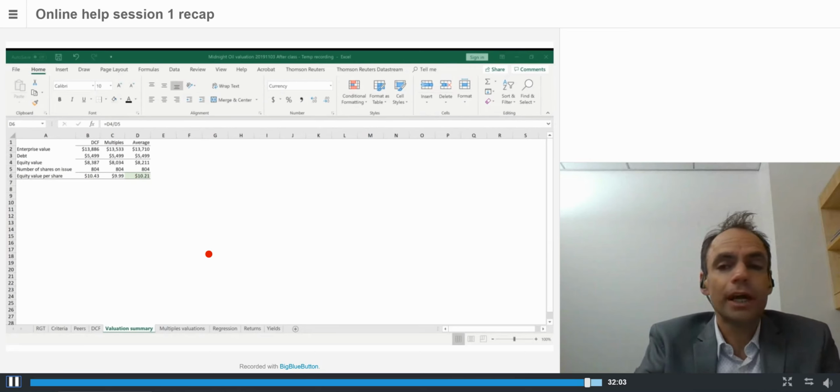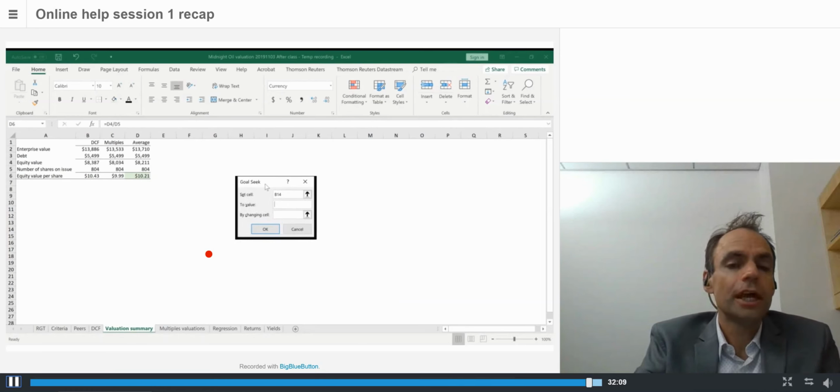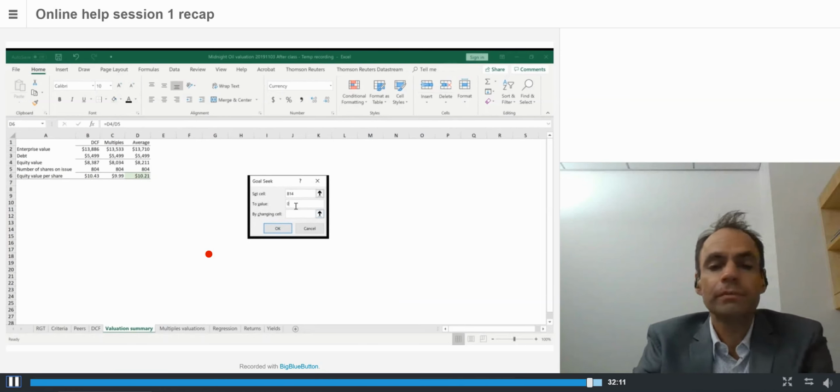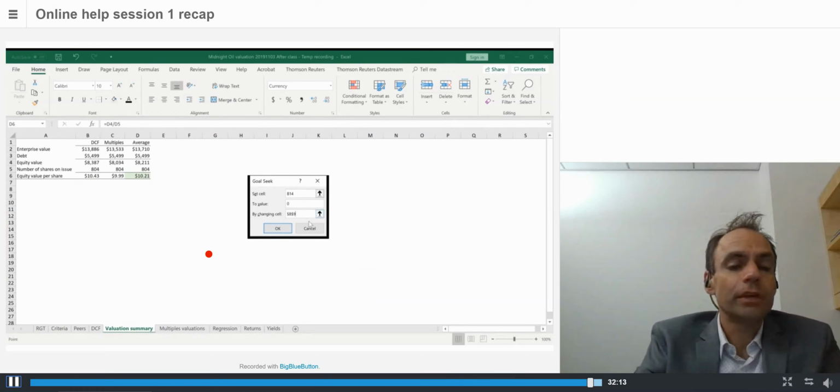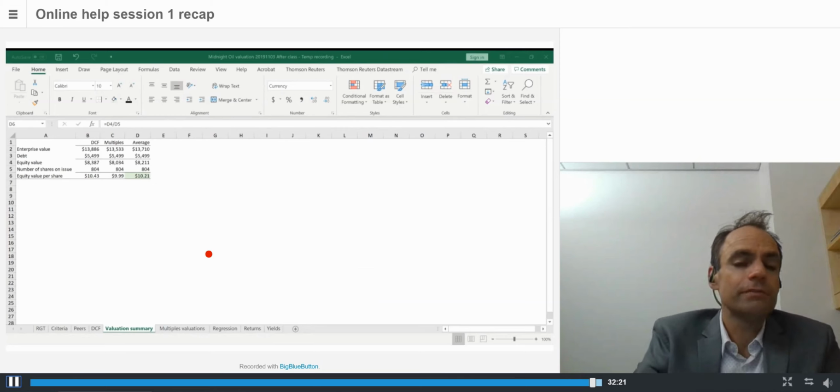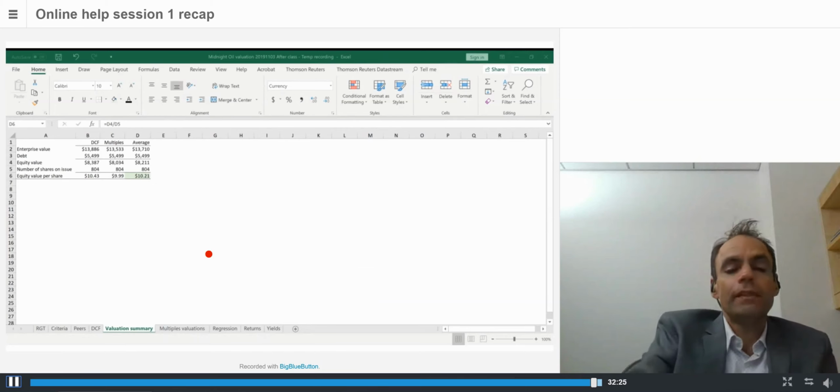So I'm going to click on Data, What-If Analysis, Goal Seek, and I'm going to set the difference between the input leverage and the output leverage to 0 by changing the input leverage. Very quickly, the difference in the leverage is going to converge to 0. And the enterprise value is $3,088 million, and that's the answer to question 7.